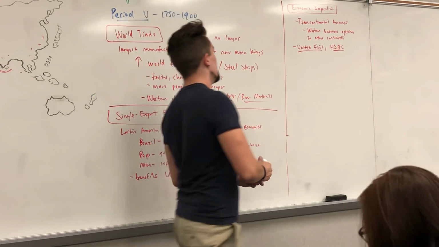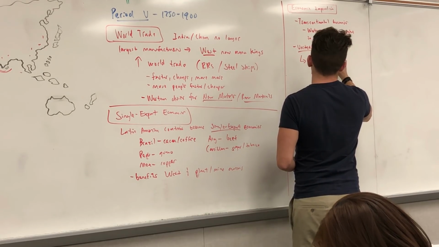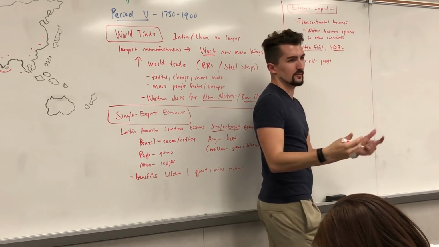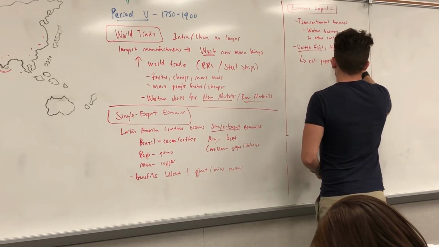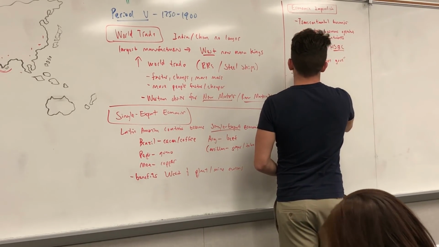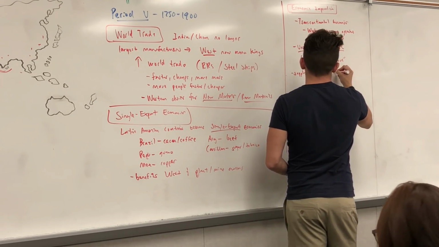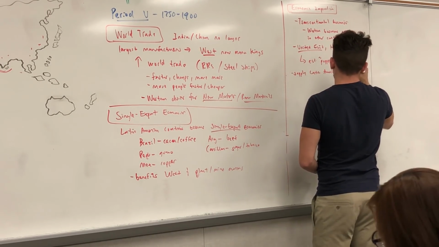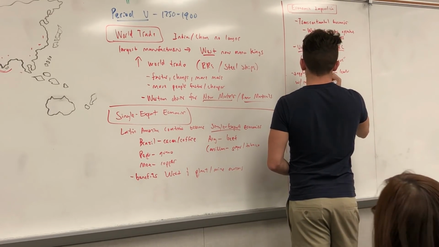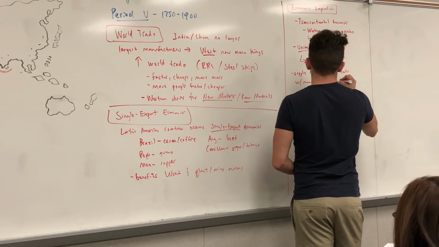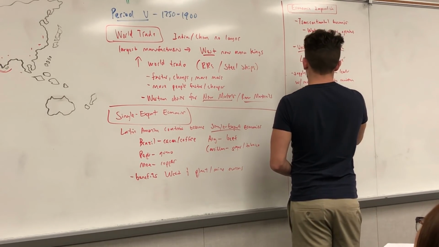Yeah, these are what we call puppet governments. So they establish puppet governments. So governments that are being controlled or manipulated by somebody else, in this case a company. So what they would do is they would supply Latin American leaders with money and supplies to maintain political power.